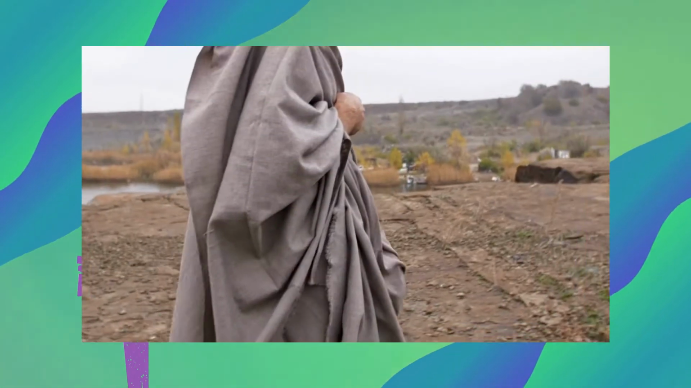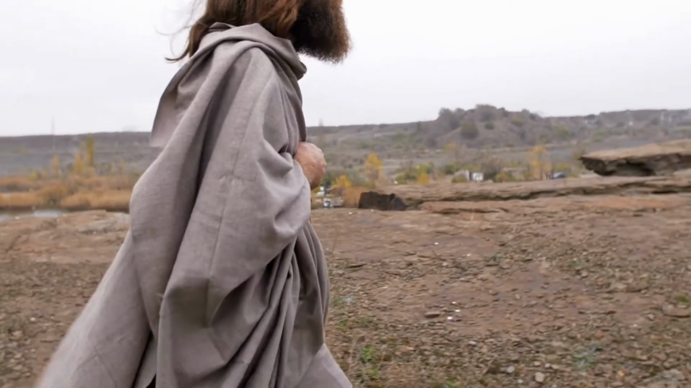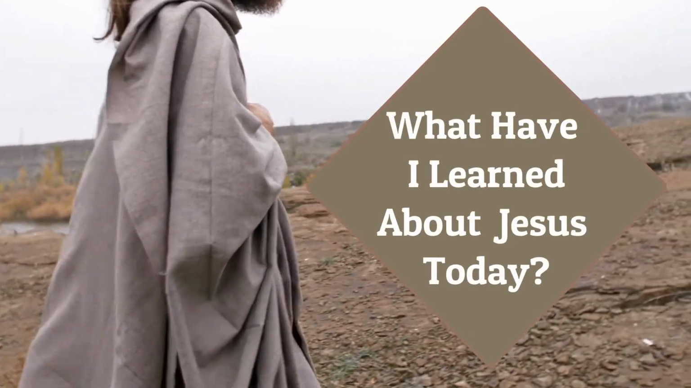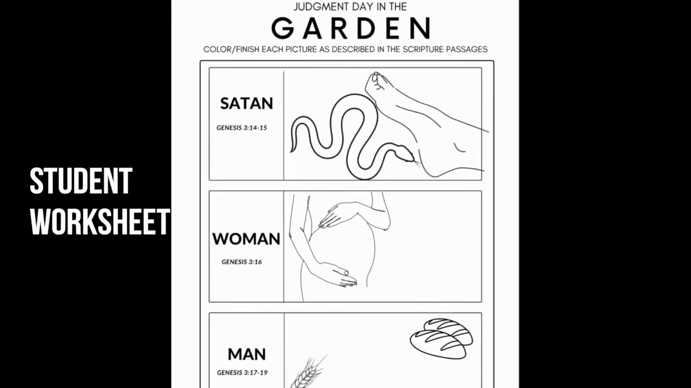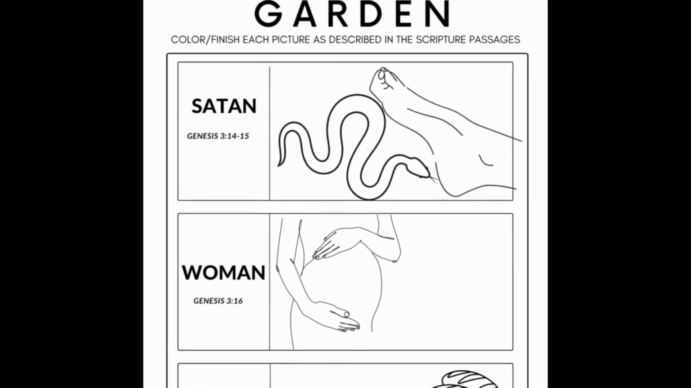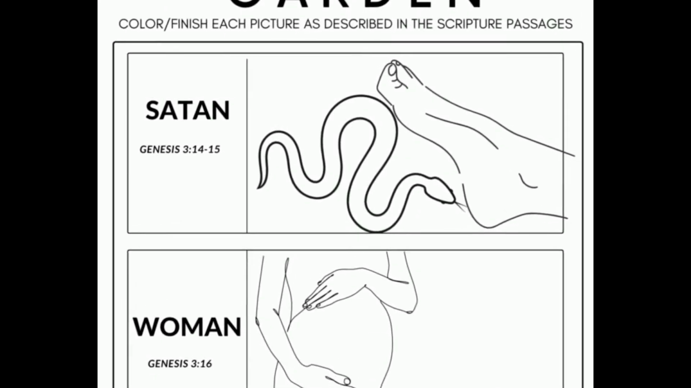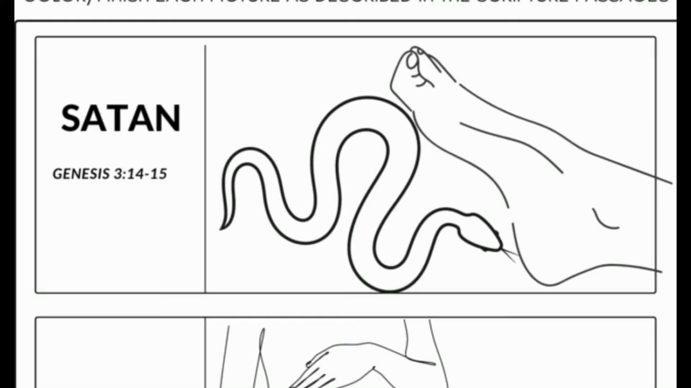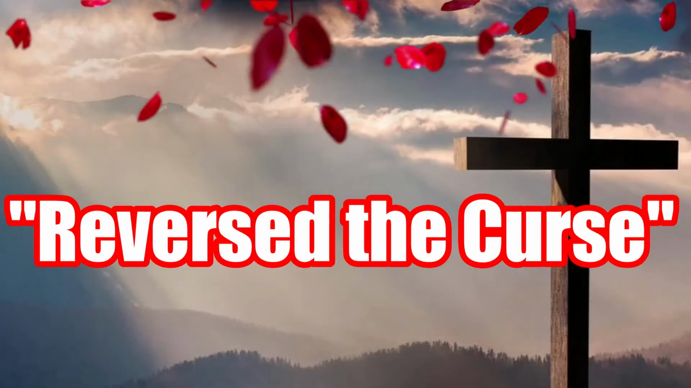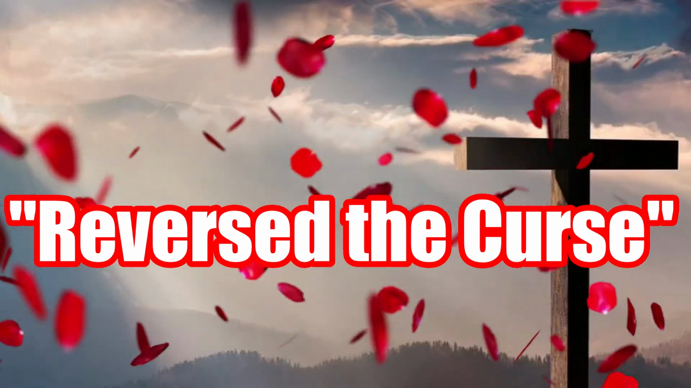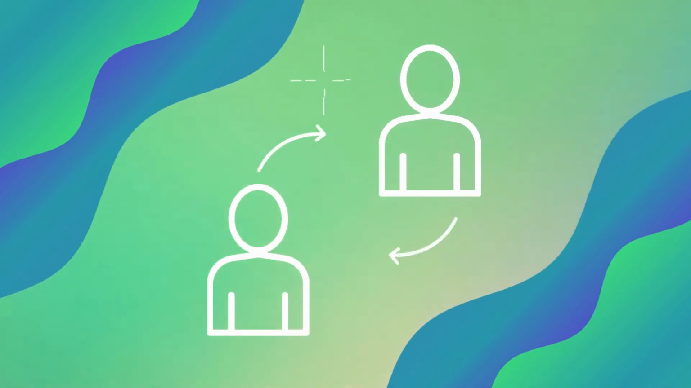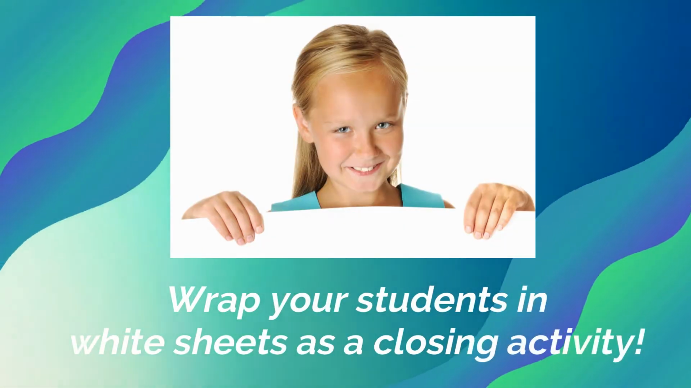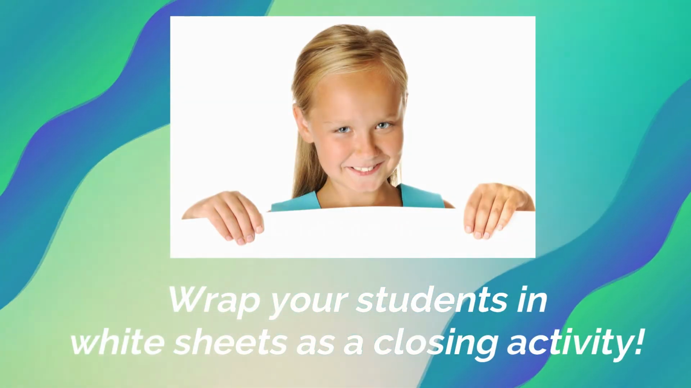The final section of the lesson answers the question, what have I learned about Jesus today? He is the Serpent Crusher in Genesis 3:15, a prophecy that gives Jesus victory over the effects of sin and death on our behalf and dooms Satan to an eternal torment. Jesus reversed this curse, and when we become his followers, a great exchange occurs. He takes our sins upon him and wraps us in his righteousness.